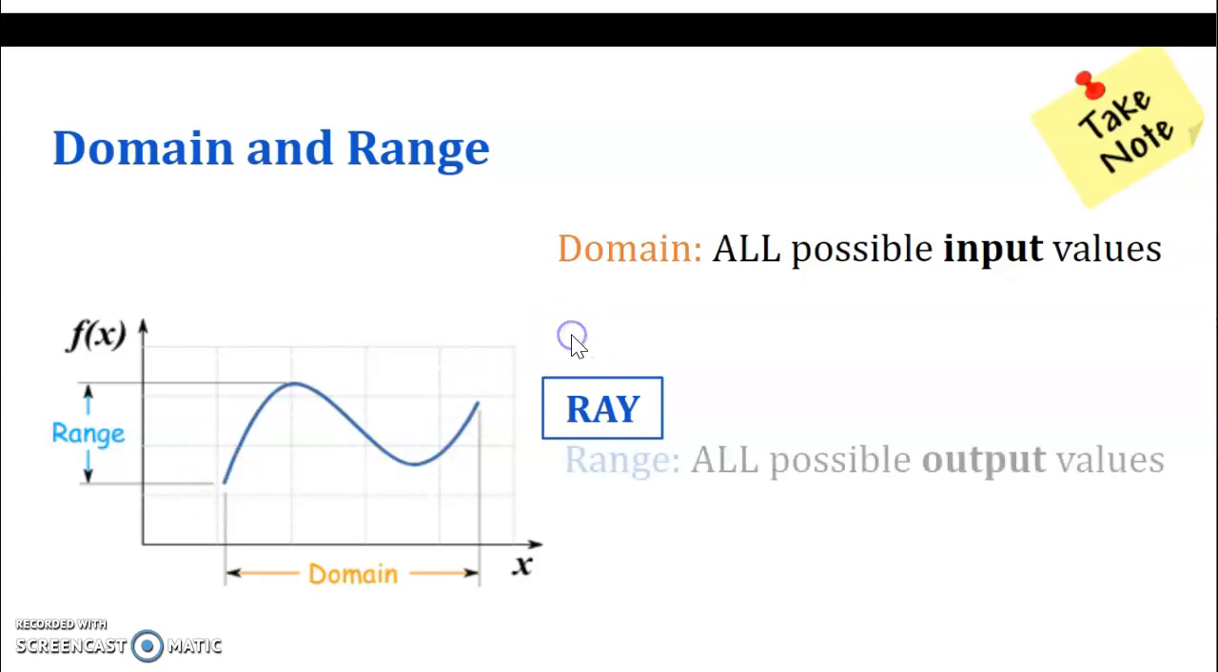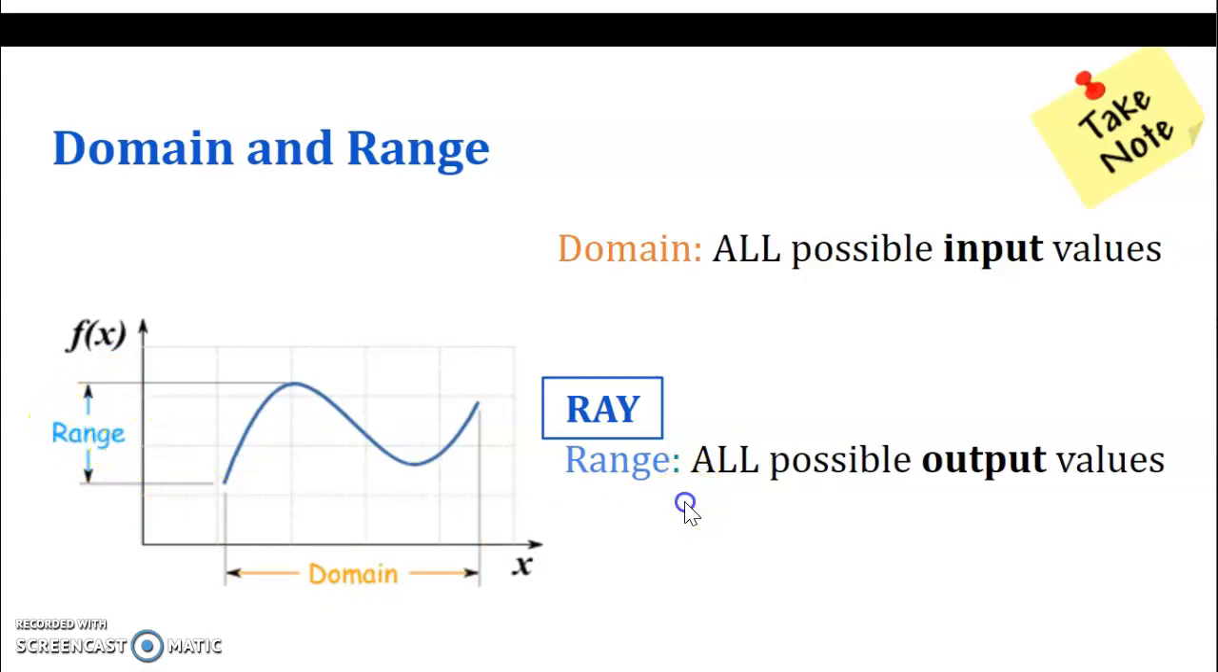So domain is all possible input values. We're really talking about the x values going from here to there. So a little over 1 all the way to maybe 4.5. What is range? Range is all possible output values. So we're really talking about how far does the graph extend on the y-axis. For domain, how far does the graph extend on the x-axis? When do we have values on the x-axis? How far does it extend on the y-axis?